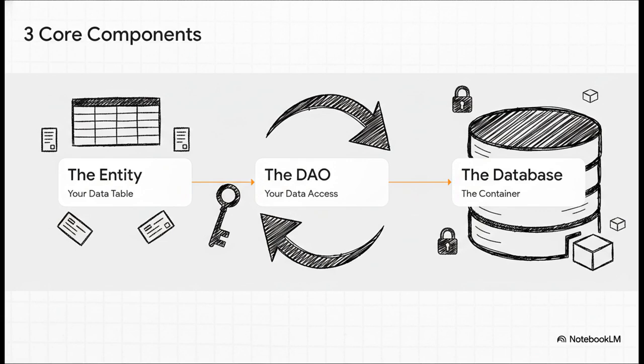First up, you have the entity, which is basically the blueprint for your data. Then you have the DAO, which is like the key that gives you access to that data. And finally, you have the database, which is the big container that holds everything together. Let's break down each one real quick.